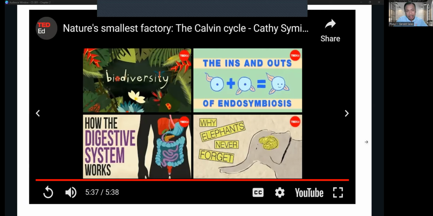And the Calvin cycle is a cycle, kaya siya tinawag na cycle. This process is a cycle creating a feedback loop wherein in this process, kailangan it will be repeated for 6 times. 6 times dapat nagagawa yung proseso na yun.